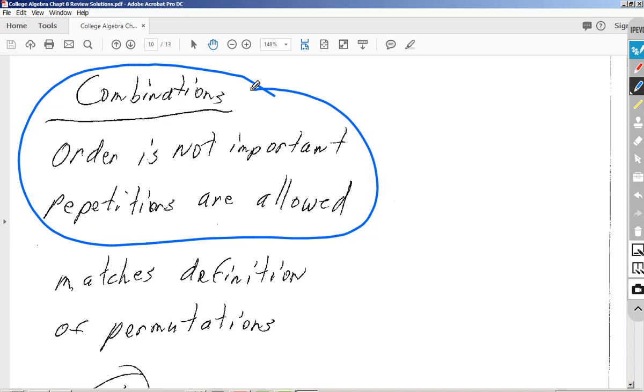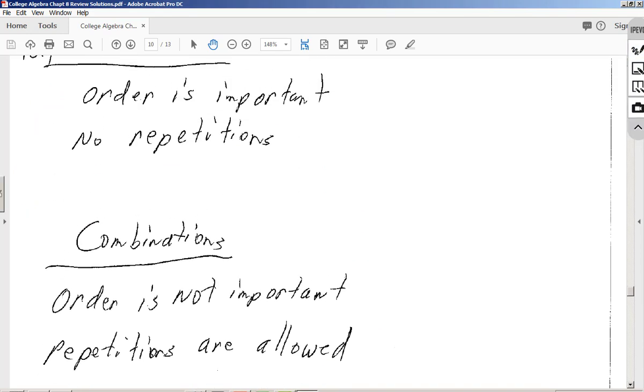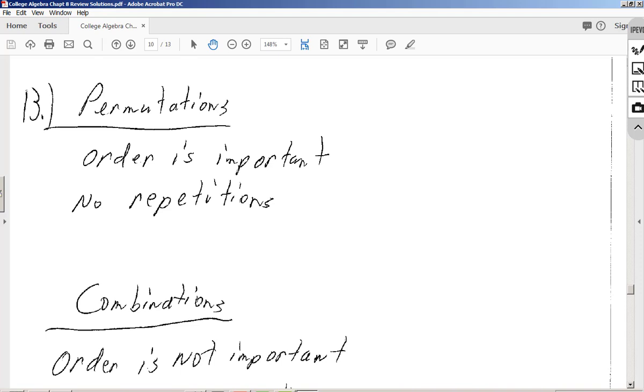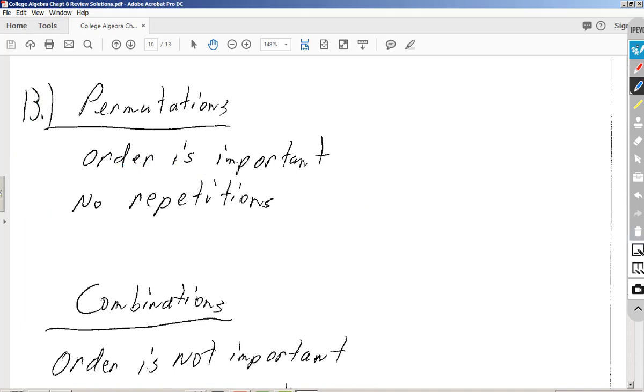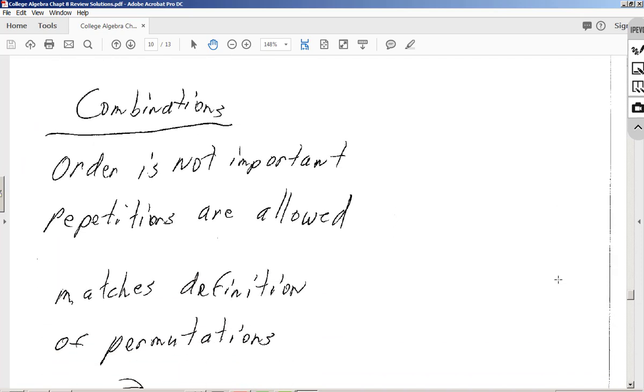It says a church has 7 bells in its bell tower. Before each church service, 5 bells are rung in sequence. No bell is rung more than once. How many sequences are there? So notice by the definition of a permutation, that's the one that it matches, because order is important and there are no repetitions. If you read your problem, it says no bell is rung more than once. So since no bell is rung more than once, that means I don't have any repetitions in there. So that's why on number 13, it comes out to be permutation.